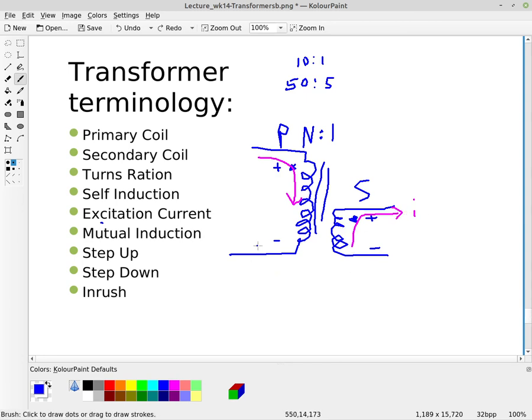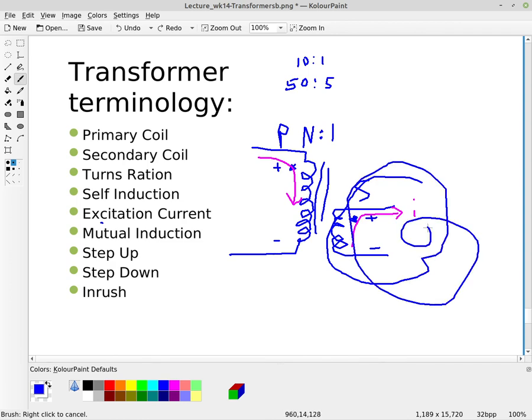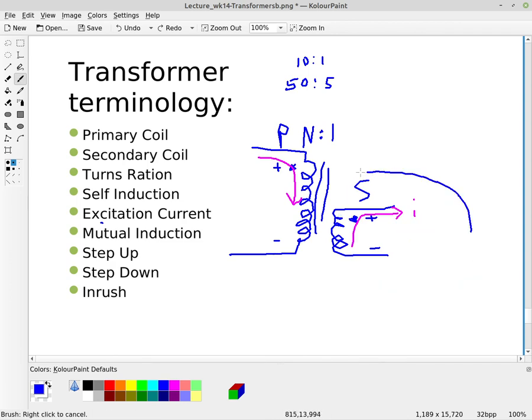Now, another nice thing about most transformers is that you have electrical isolation. There's no current, no electricity flowing through that core. So this secondary side is completely electrically isolated from the primary side. Okay, so we have isolation.